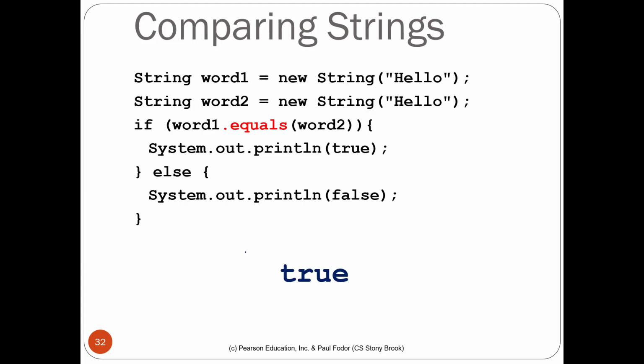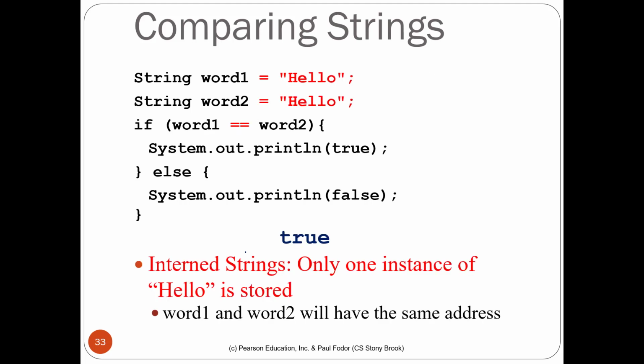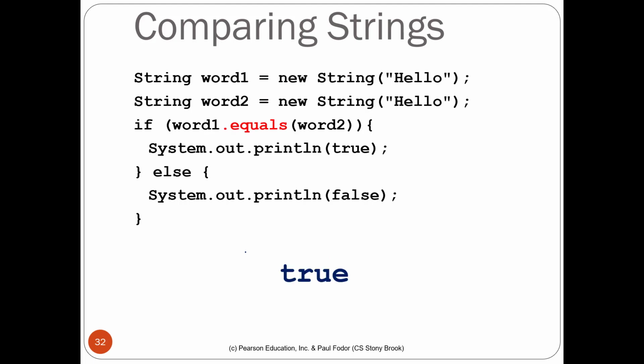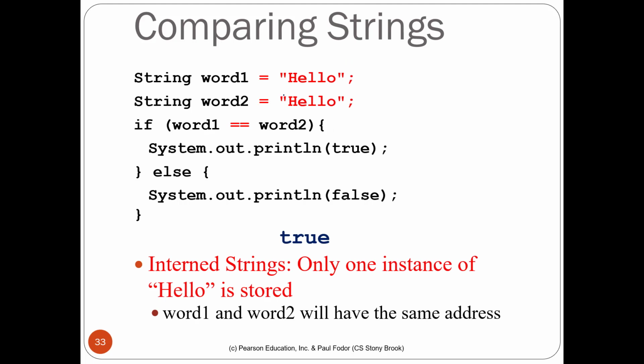So what's the best way out? Use equals. Word 1 dot equals word 2. Perfect. Now there's an interesting thing actually. Just look at the difference. Here in these slides we are creating the word with the new keyword. There's another way. Rather than using new, you can straight away say, word 1 is equal to hello.